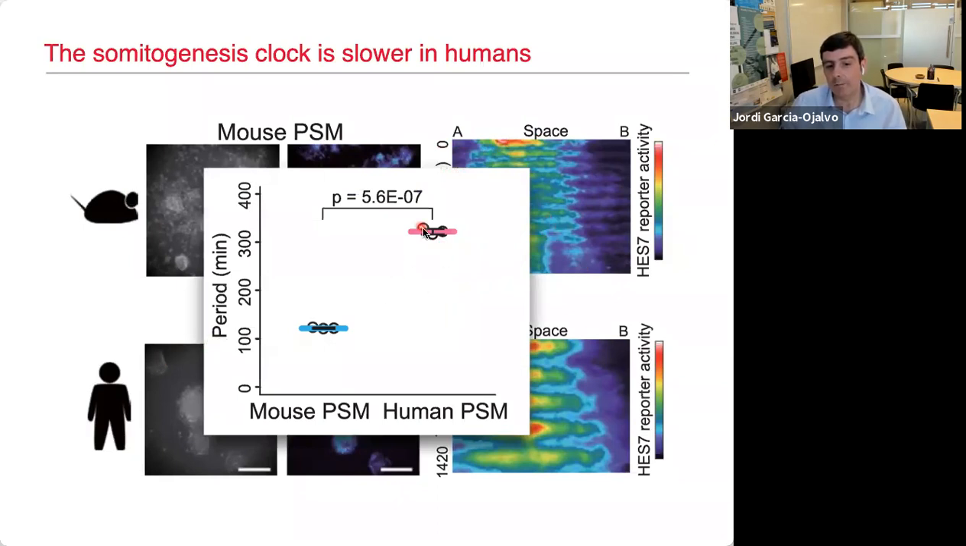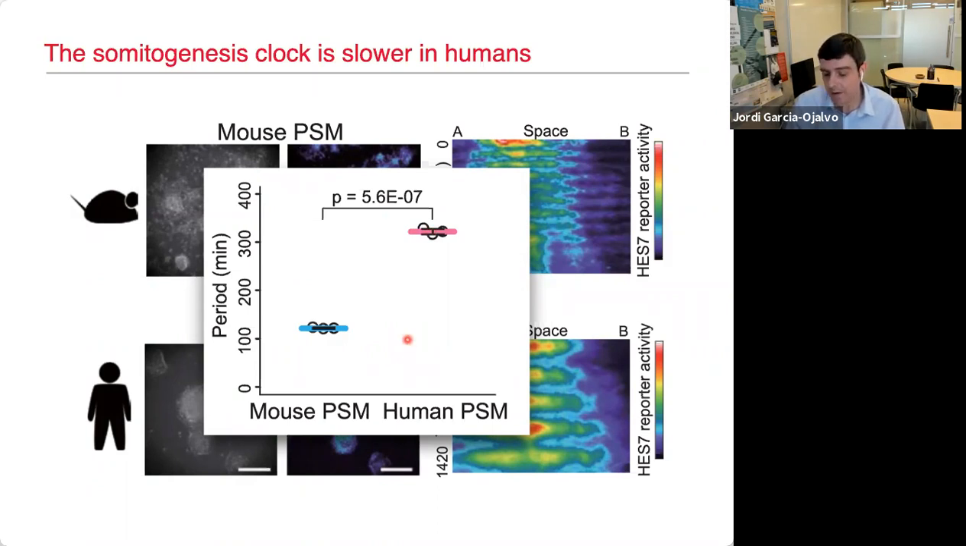So we can quantify the periods, and we see that the period in mouse presomitic mesoderm is on the order of 120 minutes, and in humans is 320 minutes, okay? So definitely the somitogenesis clock is slower in humans, which is consistent with the slower development that we see in humans. Now, the question is, where is this timescale difference coming from? That's one of these other questions that I was telling you. These are very simple questions that we don't know the answer to yet.